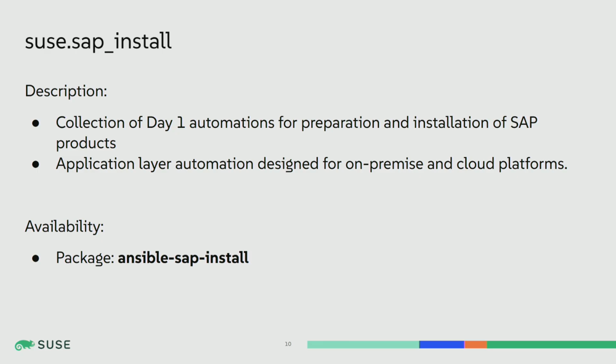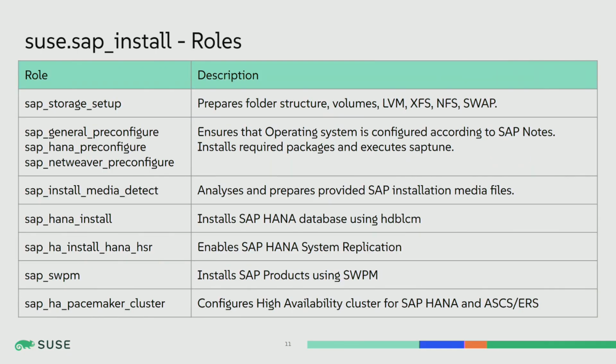This is a collection of automations for all the application layer. It works for both on-premise and cloud providers. This will be coming in SLES 16 as part of the package Ansible's SAP install. And it will be installed as a collection when you install the package itself. Since I mentioned this is the biggest collection we have, it means we have a lot of roles.